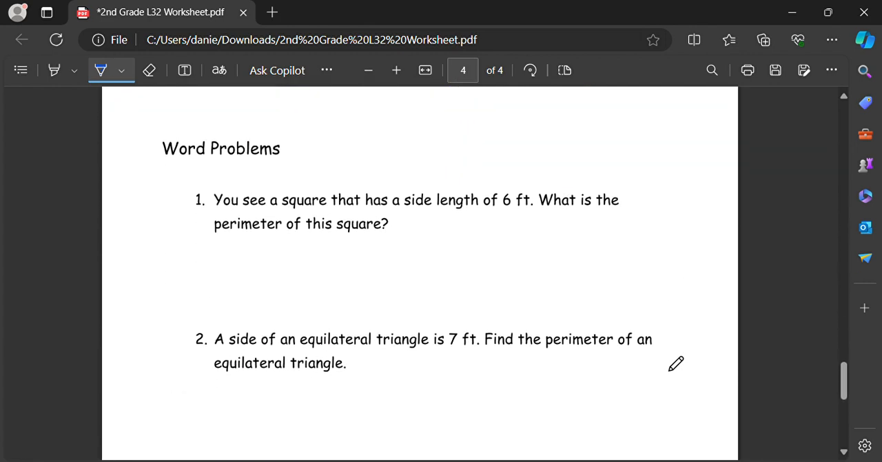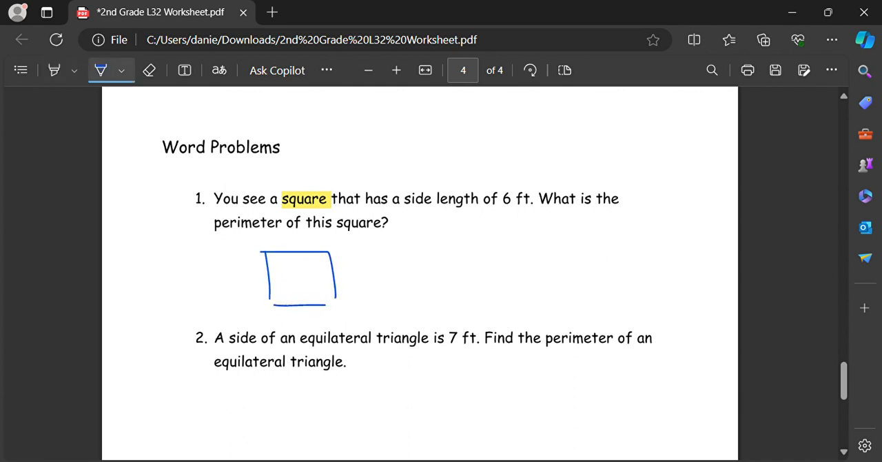Now we move on to word problems. So number 1, you see a square that has a side length of 6 feet. What is the perimeter of this square? So it may seem tricky because we're only given one side. However, because this is a square, that means that all sides have to be equal. And we know that a square has 4 sides, so that means all 4 sides will be 6 feet.